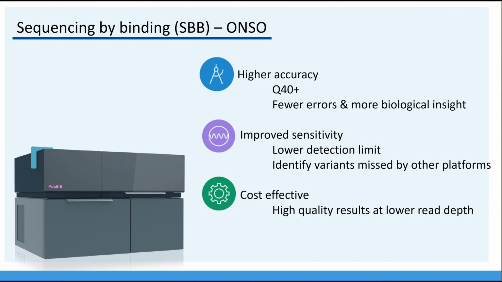What was the most attractive part for us was the high quality. We are talking about a quality of Q40, a 1 in 10,000 error rate. On top of that, we have a lower detection limit. It also means that we can sequence our samples at lower depth without compromising on the quality of our results.